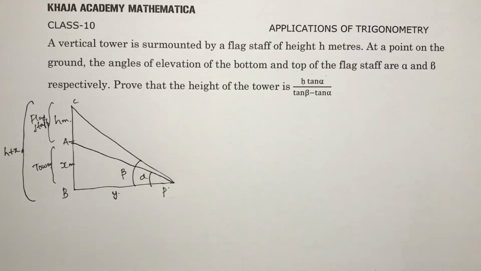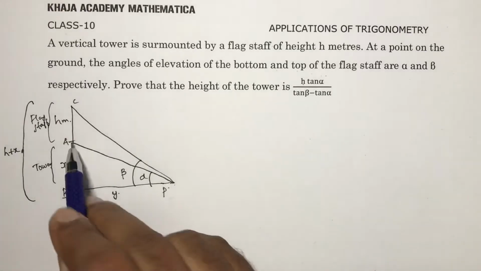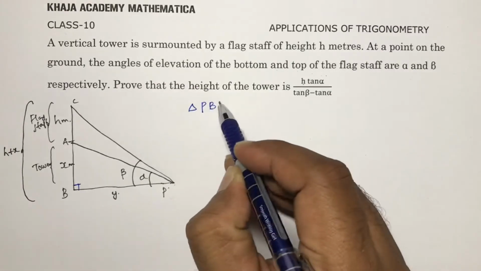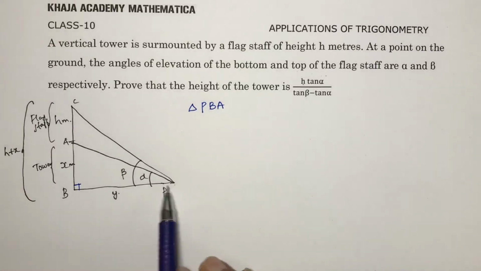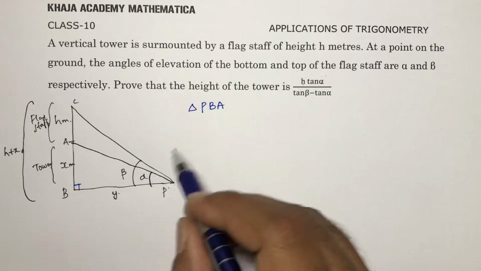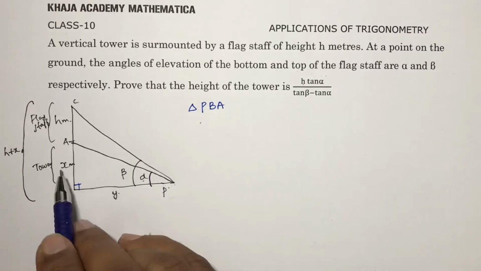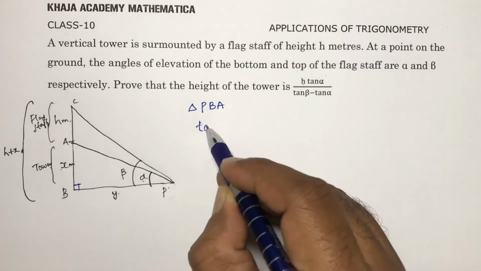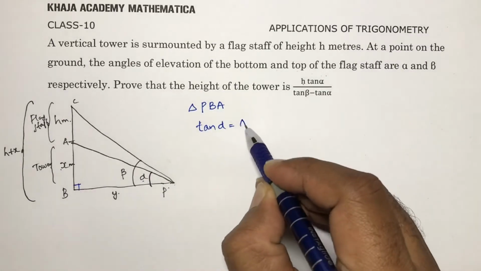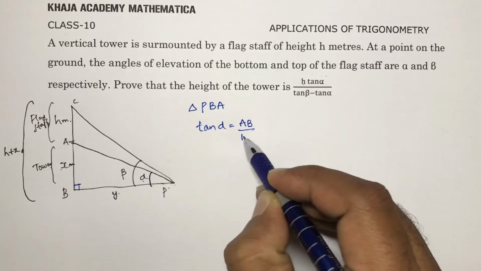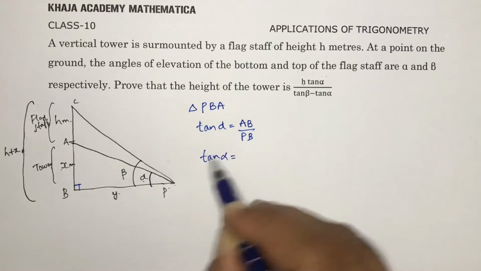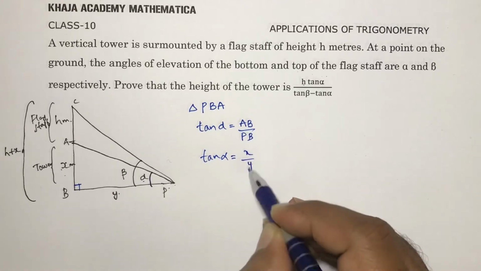Now I'll take two triangles. One is triangle PBA. In PBA, theta is here alpha. So tan theta, if we take opposite by adjacent, so tan alpha is opposite, which is AB, and adjacent is PB. So tan alpha is x by y.